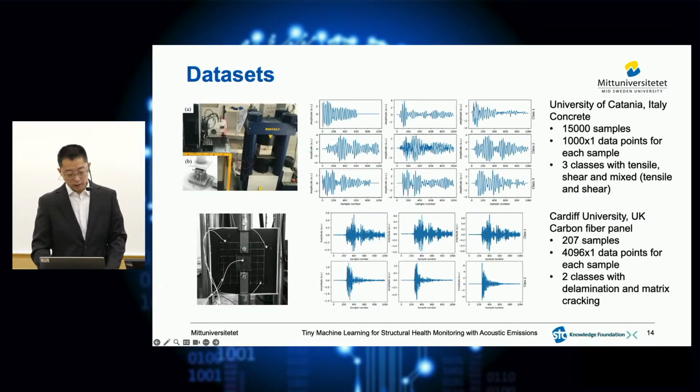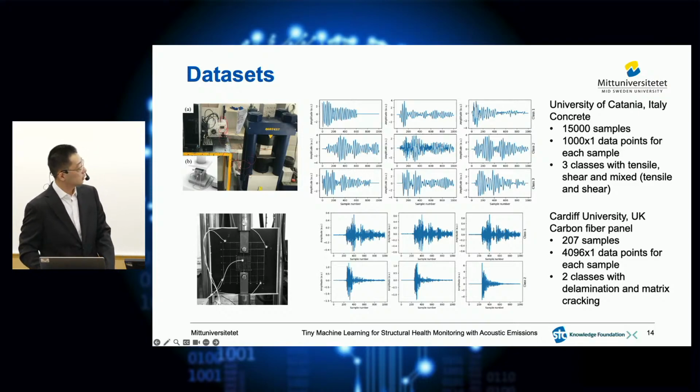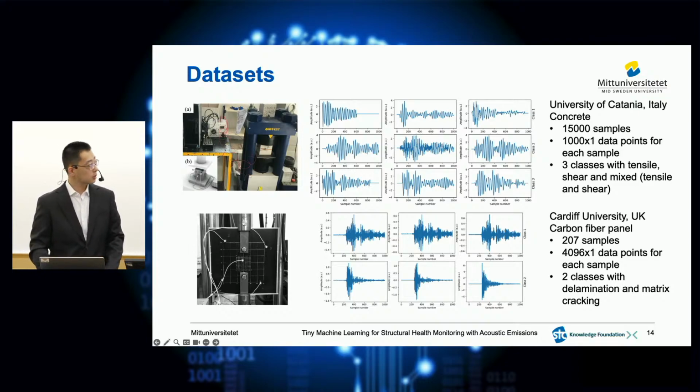The concrete material dataset is from the University of Catania. It is a public dataset. It has 15,000 samples. Each sample is 1,000 by 1 data points. There are 3 classes in the dataset: tensile, shear, and mixed tensile and shear. Each class has the same number of samples.